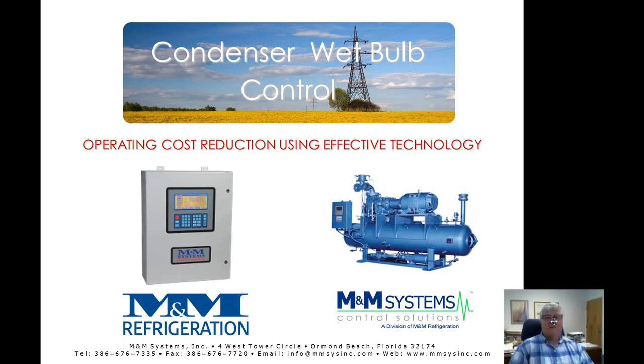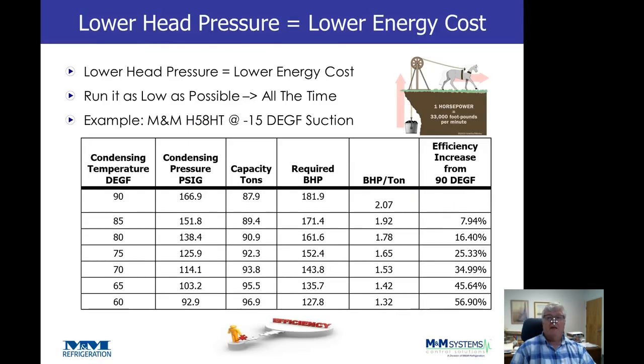Today I wanted to talk a little bit about condenser wet bulb control and what it means to the system. First thing is for energy management purposes, lower your energy costs, you want to run a lower head pressure. You want to run it as low as possible all the time.